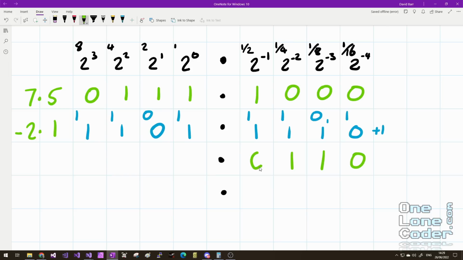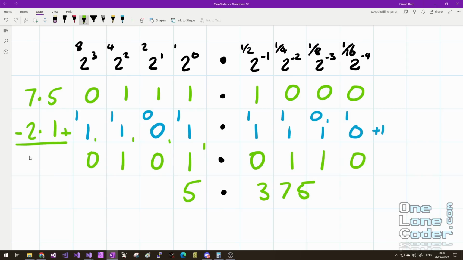1 plus 1 is 0 with a carry. 1 plus 1 plus 1 is 1 with a carry. 1 plus 1 is 0 with a carry. 1 plus 1 plus 1 is 1 with a carry. And finally 1 plus 1 is 0, and we have a carry going out somewhere into the wilderness. If we now look at what we've got here, we've got a 4 plus a 1, which is 5. And here we've got a quarter plus an eighth, which would give us 0.375. So our final result is 5.375. Does that check out? Well, the actual answer is 5.4, which is not bad at all.